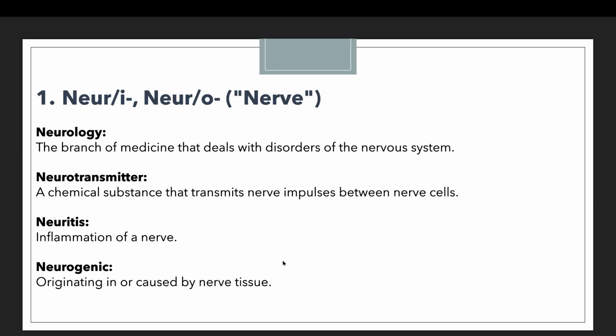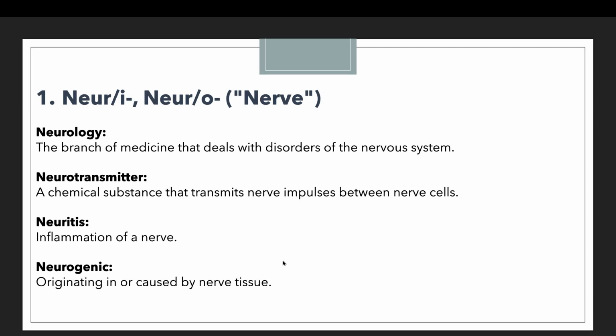Then we have neuritis. What is neuritis? It is the inflammation of the nerve. Maybe for some reason the nerve is inflamed, then in that case we denote the situation with the help of the terminology neuritis. Here we are using the prefix neuri. Okay.